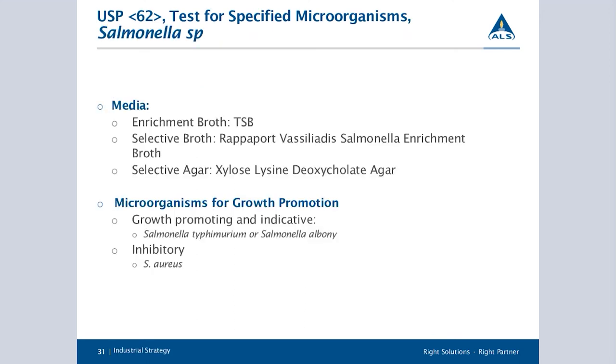For Salmonella, the enrichment broth is still TSB, but the selective broth is the Salmonella enrichment broth, and the agar is XLD agar. The organisms to support the growth are Salmonella typhi and albany, and inhibiting Staph aureus.